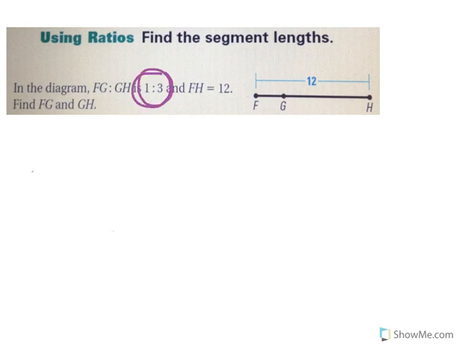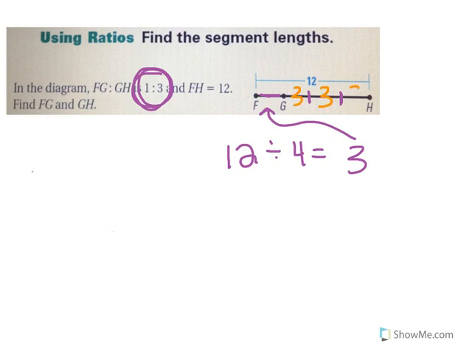Another way you can do it in your head is you know that there's 4 parts total, because 1 plus 3 is 4, and I know that GH is going to be 3 times as big as that little piece FG. So I'm just going to take the whole length, cut it up into 4 equal parts, and that's 3. So I know that FG equals 3, but then this would also have to equal 3, this would also have to equal 3, and this would have to also equal 3. Add them all together, that's going to give me 9.